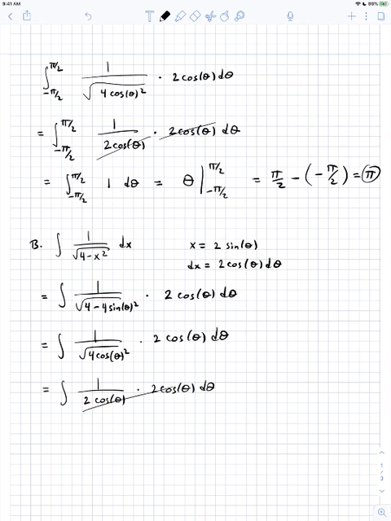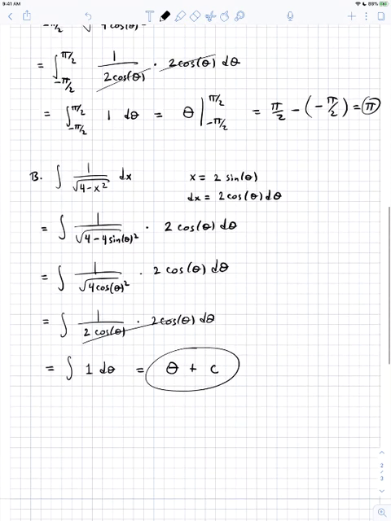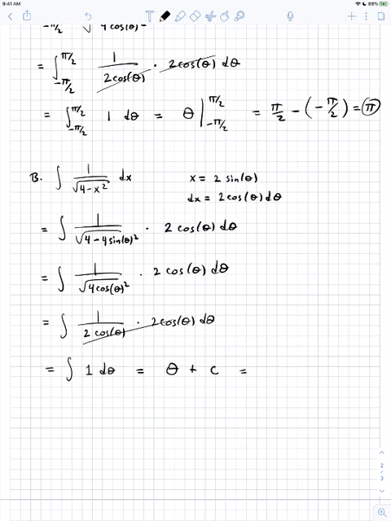And so the 2 cosine thetas cancel, and you're just left with 1 times d theta, which is theta plus c. And now we need to remind ourselves what theta is equal to. Theta is equal to arc sine of x over 2. So we can just plug that back in. Arc sine of x over 2 plus a constant. If you start your problem in terms of x's, you have to go back to x's for indefinite integrals. But if you're doing a definite integral, just change everything to theta and you're fine. And so this gives us our antiderivative.